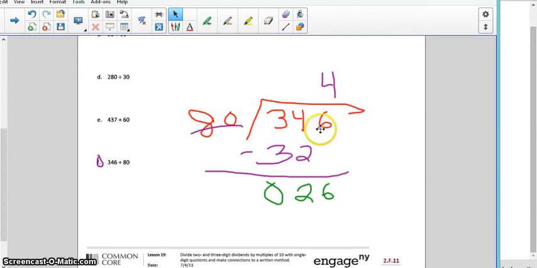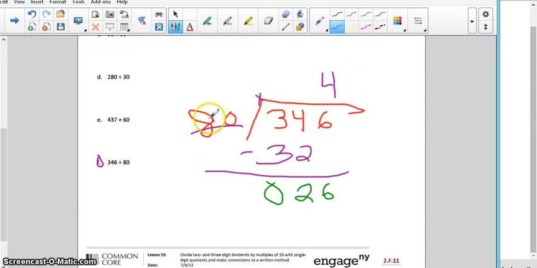There. So really, I just forgot to put in 4 times, remember you want a little times thing here, 4 times 80 is 320. And then there's nothing to bring down, so 4 is just your answer. You just have to look, 6 minus 0 is 6, 2, so 26 is just then the remainder.